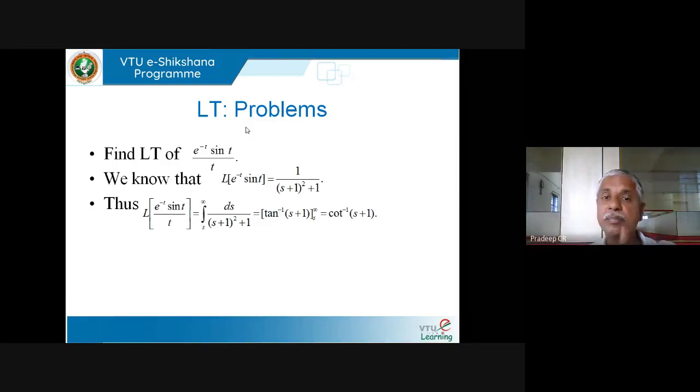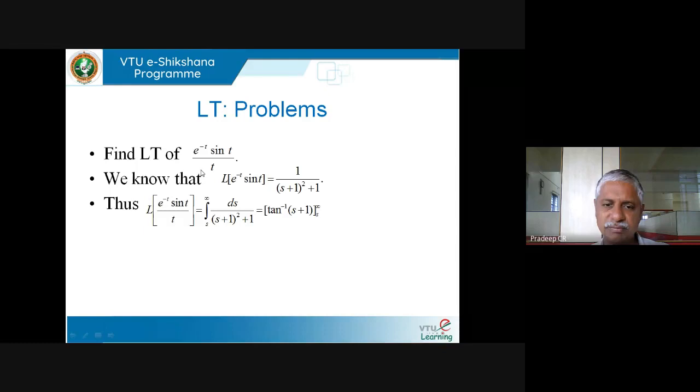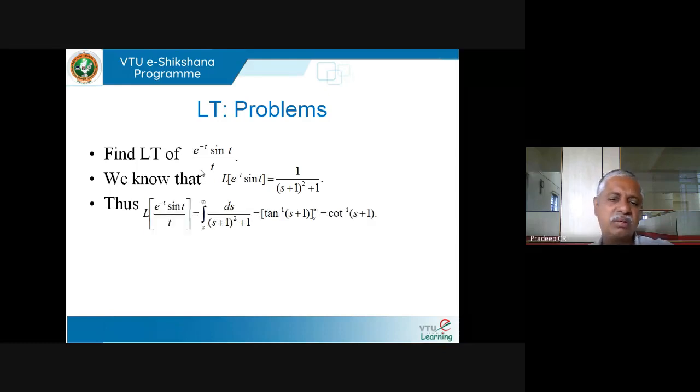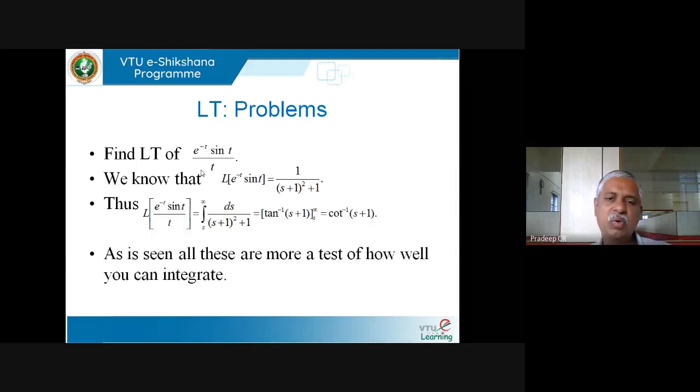Then try to build up the big function from that small part with some standard additions like this e power minus t or by t, or in the previous case it was something else. You saw all those things before. So this is all basically, as I said, more of a test about how well you can integrate. That seems to be very important here. If you don't know integration, you are bound to be in trouble. Okay, so now we have what we have done.